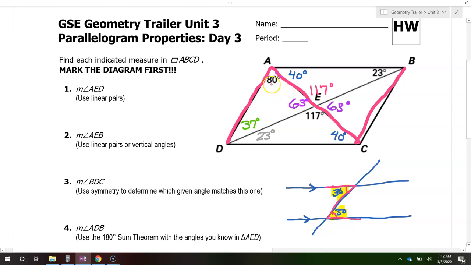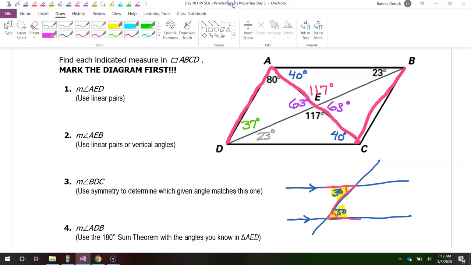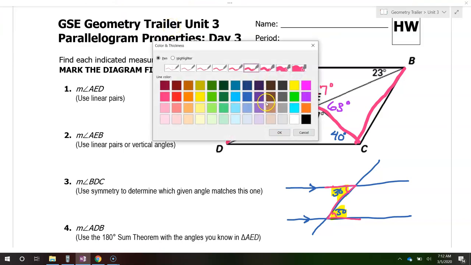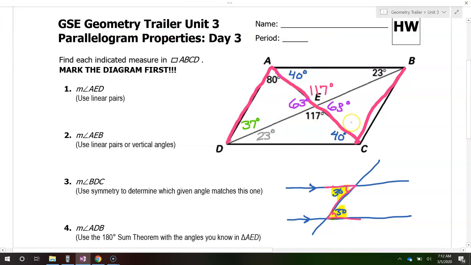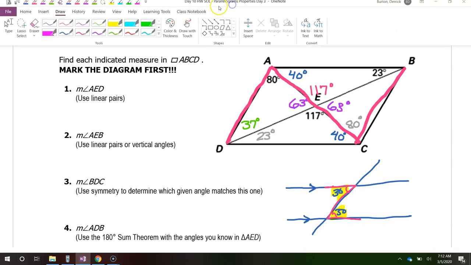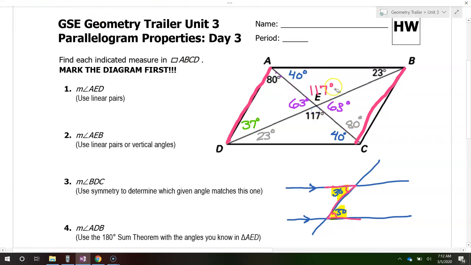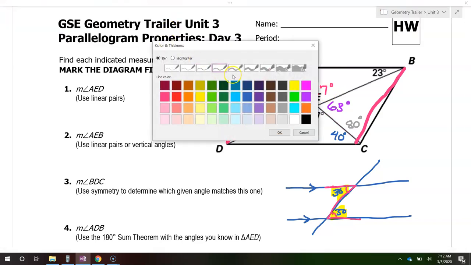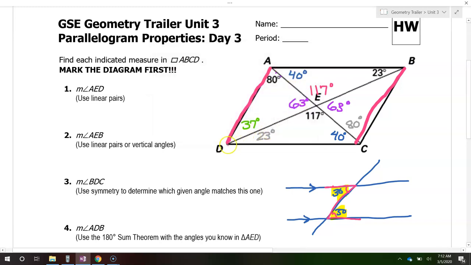So if this is 80 up here, then I should have another 80 down below. So this should be also 80 right here. The two corners of the N, alternate interior angles, they are congruent. Okay, and one more time, if I turn the diagonal the other way, all right, let's use this diagonal now. Again, the corners are alternate interior angles, and they will be congruent.